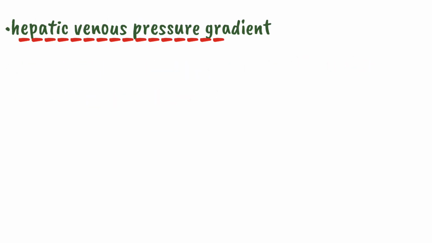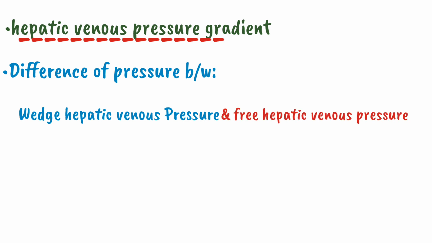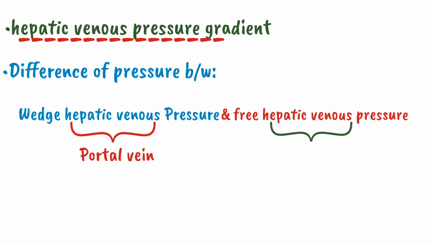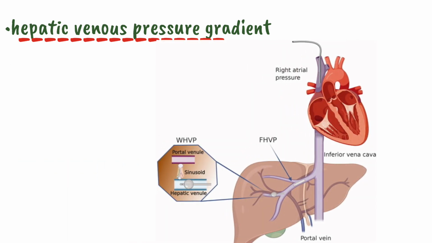The hepatic venous pressure gradient is the difference of pressure between the wedged hepatic venous pressure and the free hepatic venous pressure. The wedged hepatic venous pressure reflects the pressure in the portal vein, while the free hepatic venous pressure reflects the pressure in the hepatic vein, meaning the systemic circulation. How do we measure it? We measure these two pressures through the transjugular route with the help of a catheter.